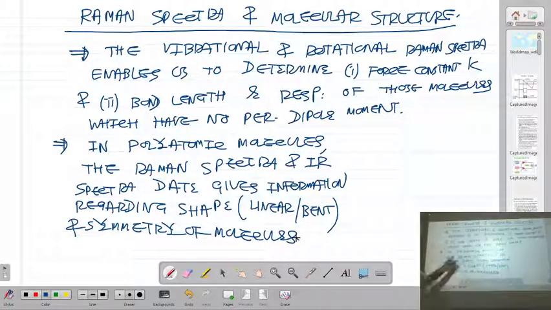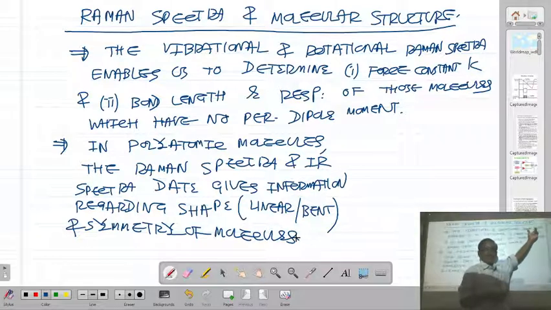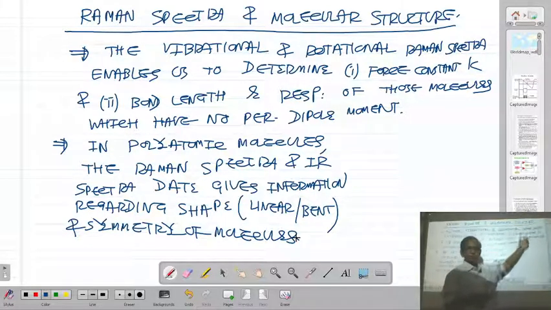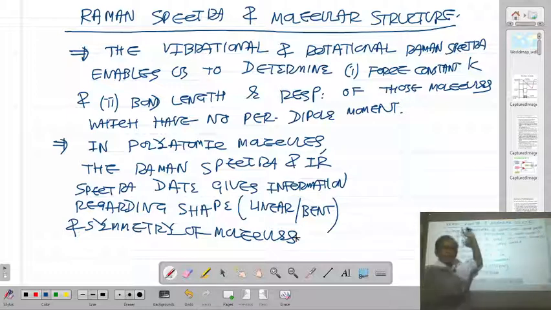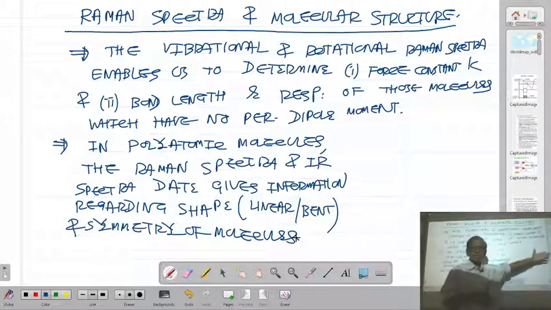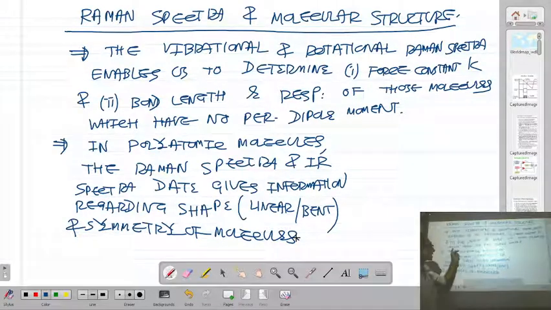Whether the molecule is linear or bent can be determined from the study of Raman spectra. So, the vibrational and rotational Raman spectra enable us to calculate the force constant K and the internuclear distance or bond length R of those molecules which do not possess a dipole moment. In polyatomic molecules, the study of Raman spectra and infrared spectra data gives the shape, whether linear or bent, and it also determines the symmetry of molecules. We stop here.